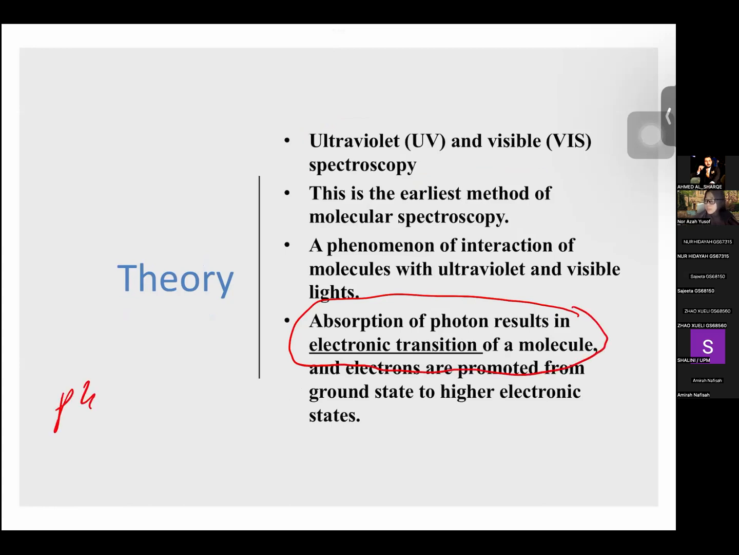Photon, I hope you still remember the term photon. Usually we say light. It has certain energy and frequency: E equals h times frequency, where h is Planck's constant. So photon is energy and it is related to frequency and wavelength. And when an electron absorbs the photon, which is the energy, that is what we call electronic transition in the molecules.